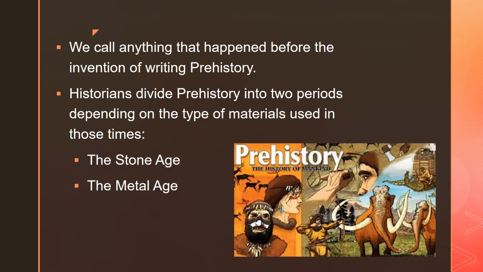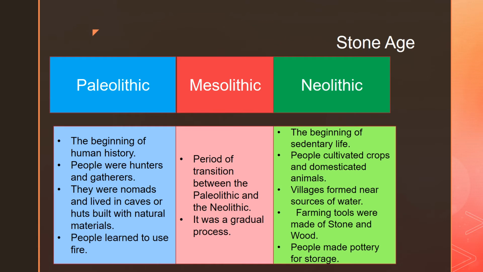We call anything that happened before the invention of writing prehistory. Historians divide prehistory into two periods, depending on the type of materials used in those times. These are the Stone Age and the Metal Age. We then divide each age into three different periods.